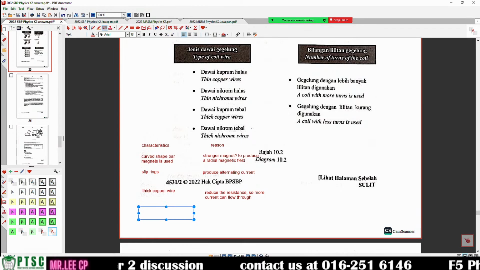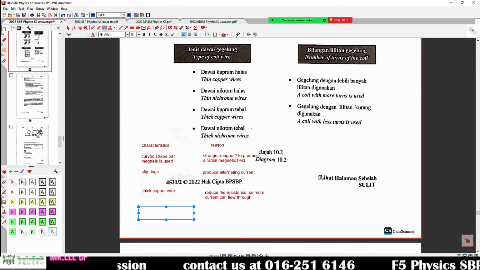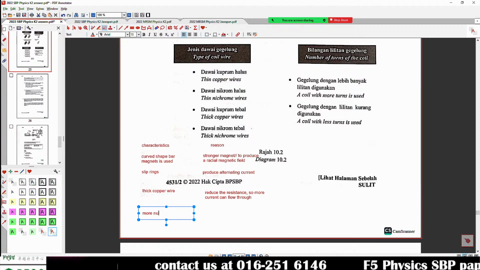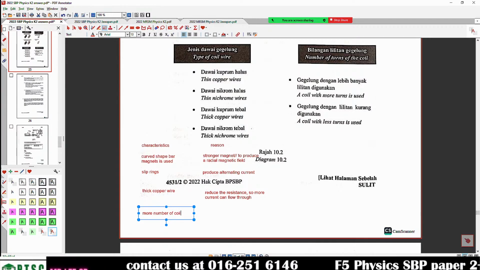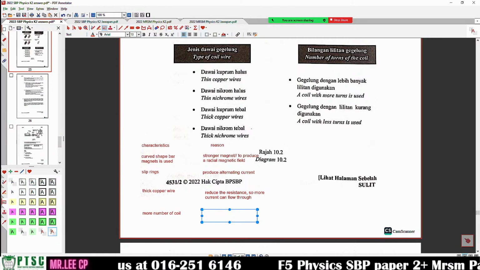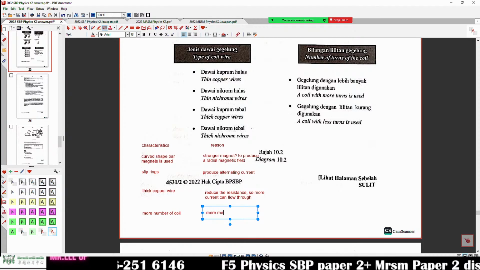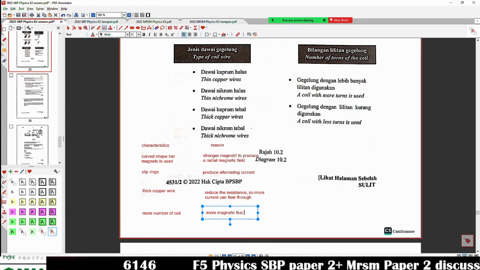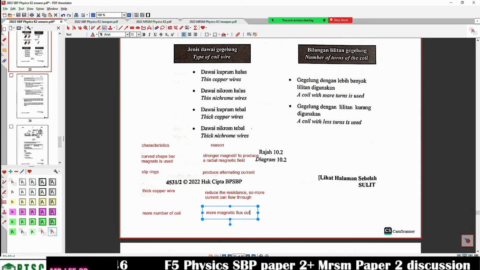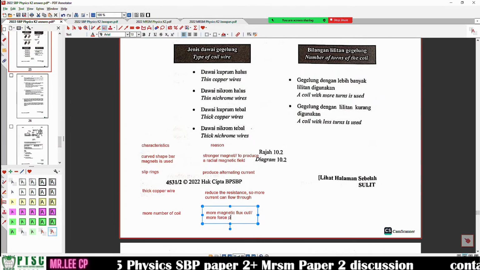Last one, it is more number of coils, right? More number of coils, so it can produce more force, right? More magnetic flux cut, and more force produced.